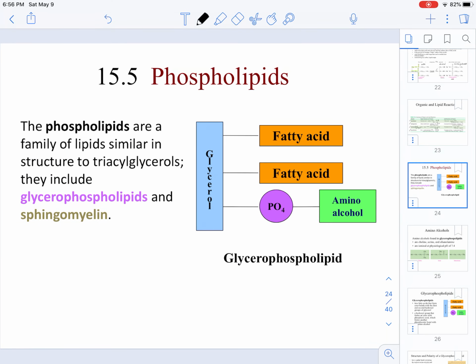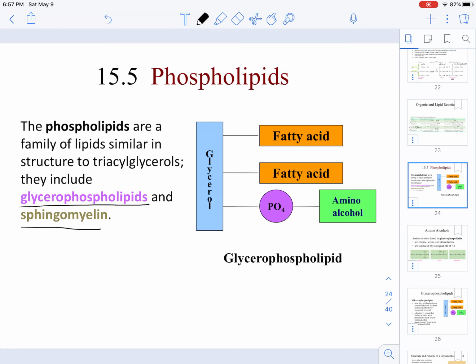We are now going to be moving on to the next member of the family of fatty acids when it comes to lipids, and these are called phospholipids. Sometimes they are also considered glycerolphospholipids, okay? And later we're going to see out of the sphingolipid how sphingomyelin is part of that, okay?